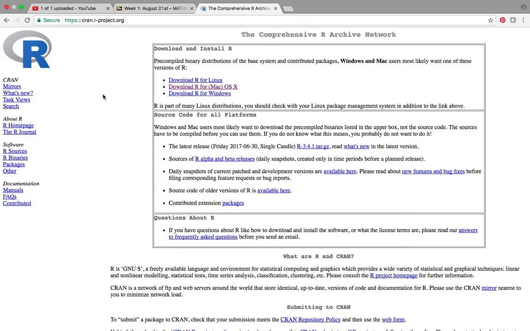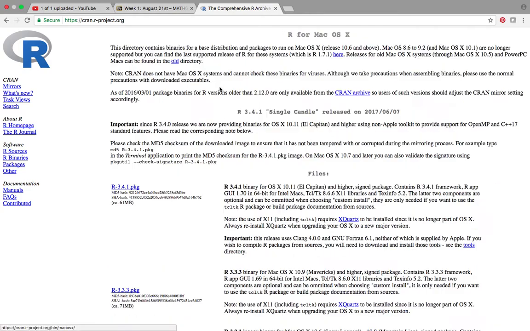Once you get to this page, choose if you have Windows or Mac or Linux, and go for it. I have Mac, so I would select this. Now, guys, I use version 3.30. The latest version is 3.41. For now, go ahead and download 3.41 because we're just going to be doing some basic stuff.